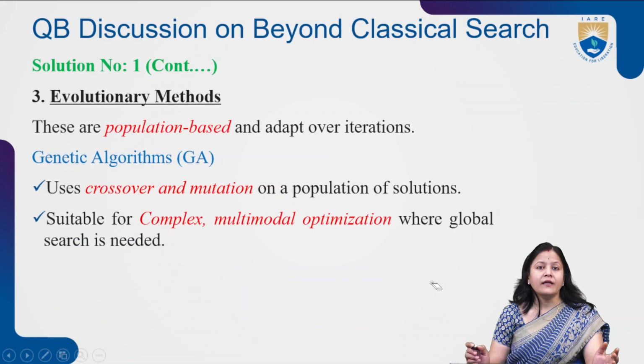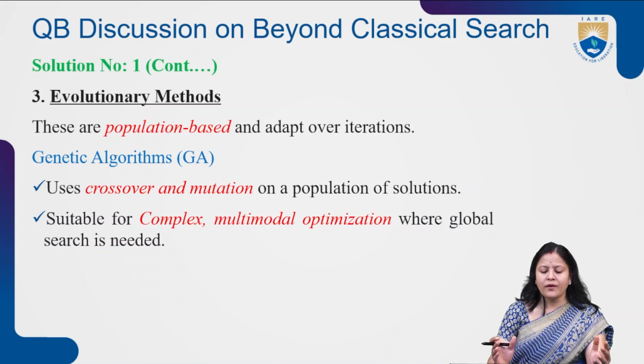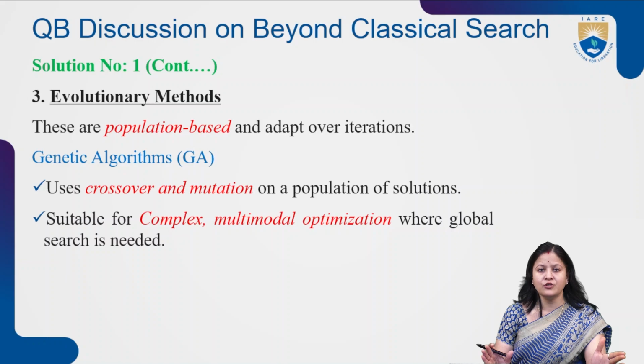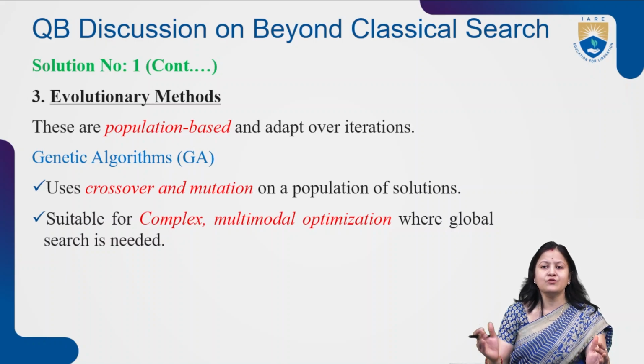If there is more than one curve, then that is called a multimodal problem, or global optimization in a continuous domain. Then the third type of method used in local search is the evolutionary method, which is population based and adapts over the iterations. In the evolutionary method, one of the important algorithms is the genetic algorithm. Why is it called the evolutionary method? Here no slope, no gradient is used. Evolutionary means many solutions are automatically generated, and out of all solutions, one will be considered the optimal solution.